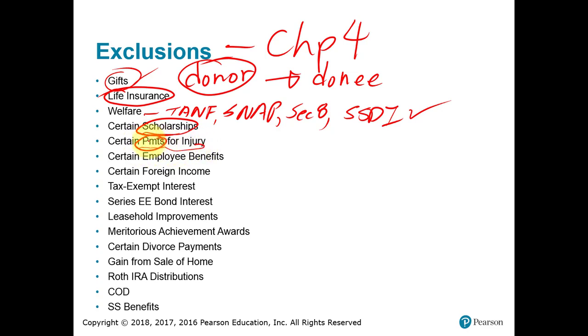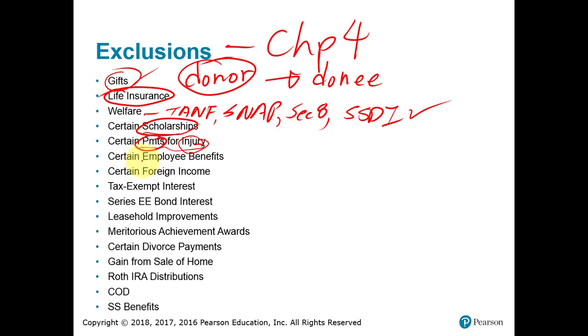If you get payments because you were injured and this injury was a physical injury, generally those payments are tax-free. If you get payments for medical costs because of someone else's fault, the coverage of that medical cost is tax-free. If you get payments for non-physical damages, like slander, libel, even psychological damage, possibly those payments are taxable, includable.